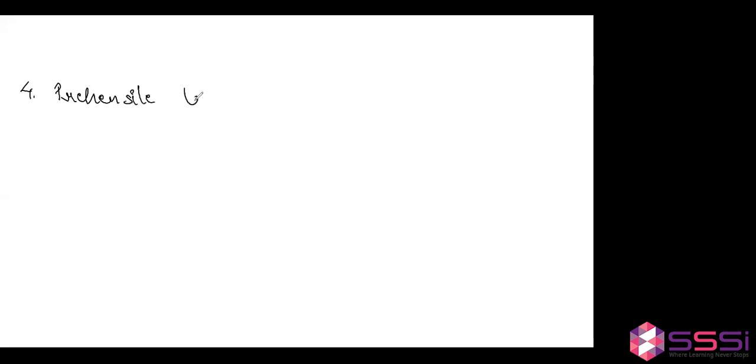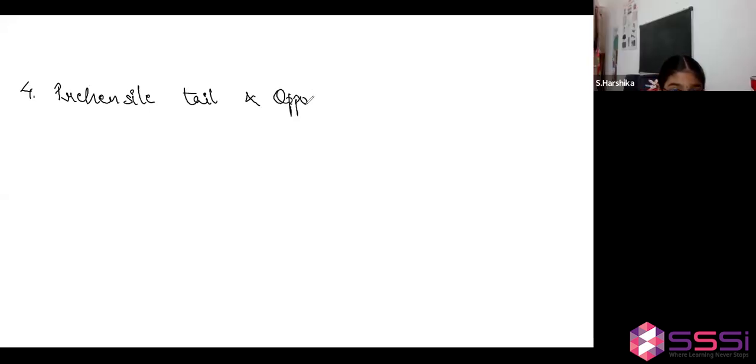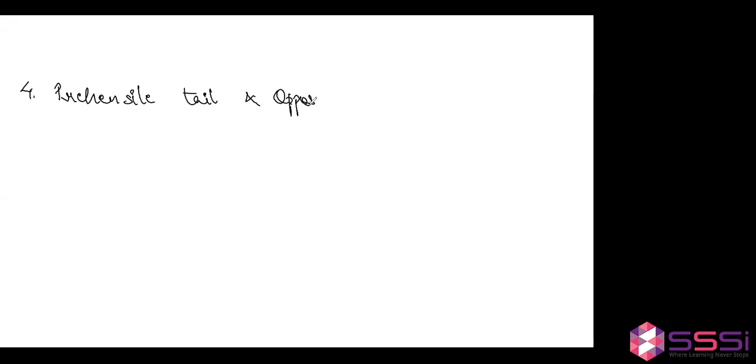So, the next one is prehensile tail. Ma'am, what is that? I'll make you understand. So this is the topic, I mean, this is the feature: prehensile tail and opposable thumb.